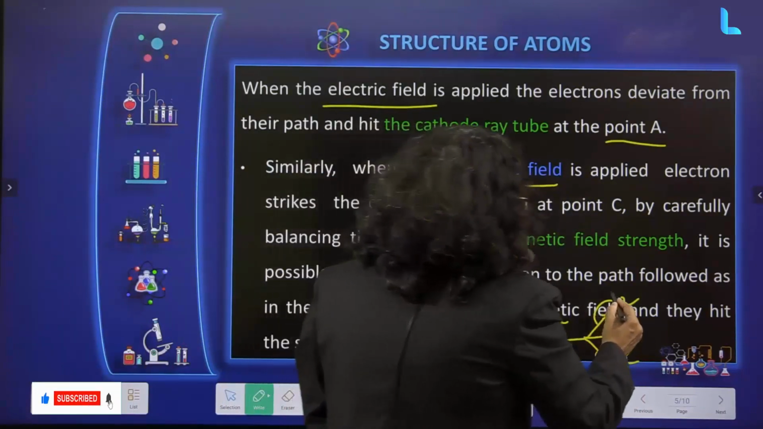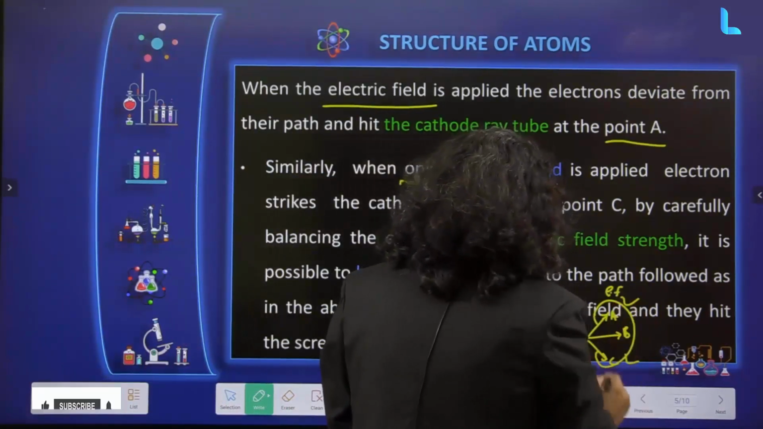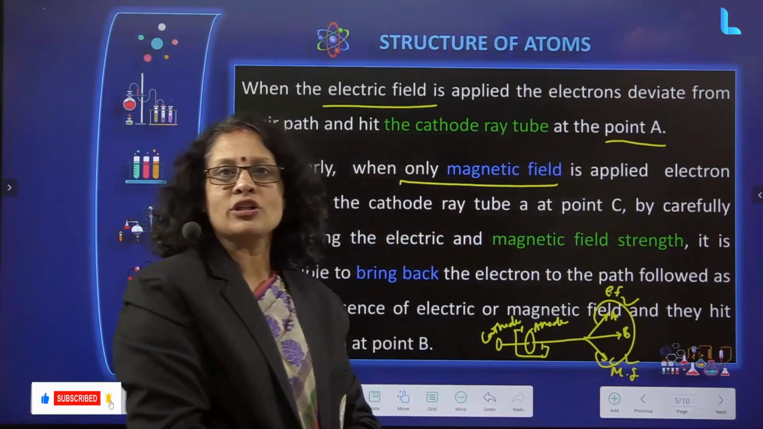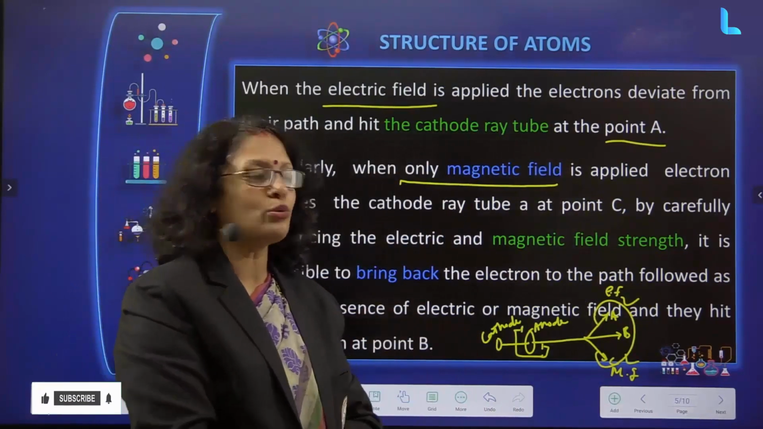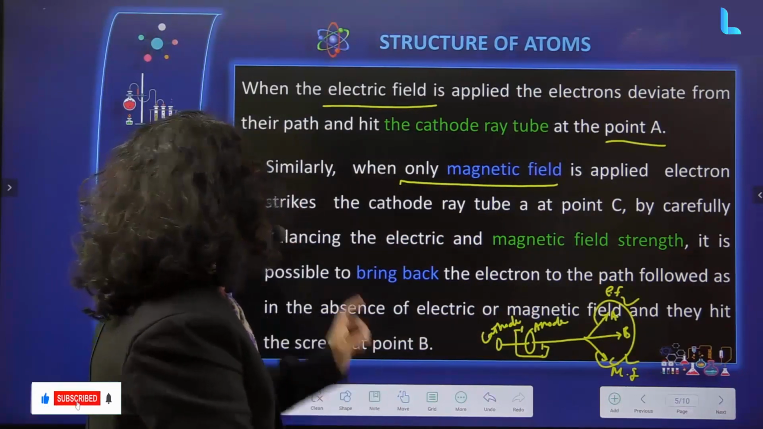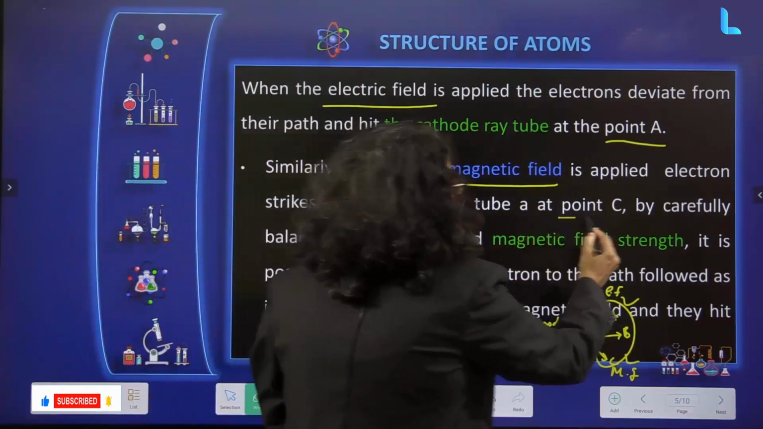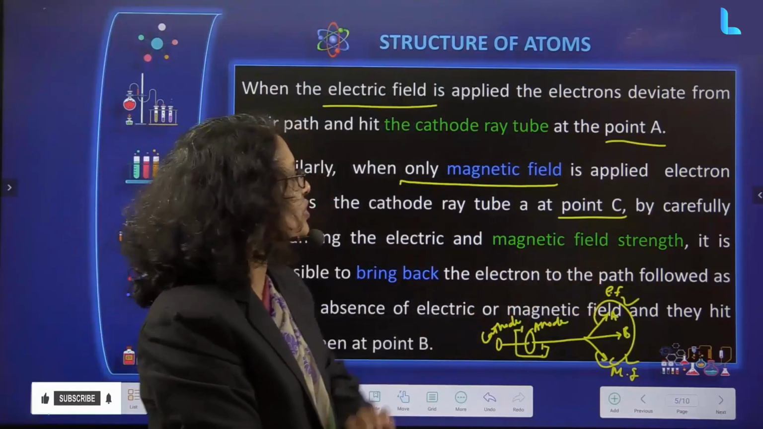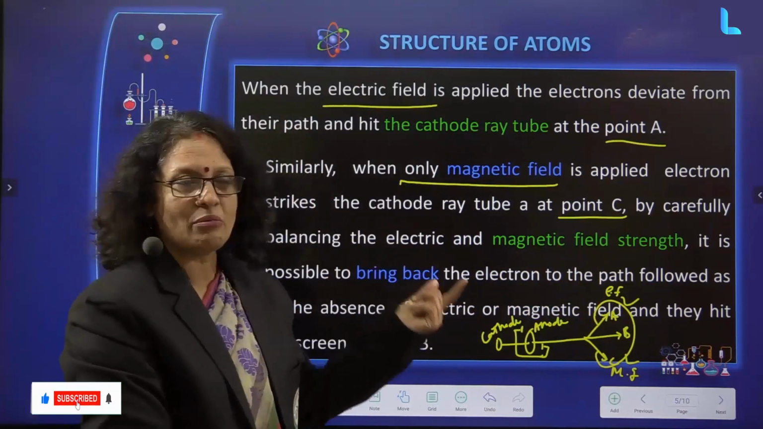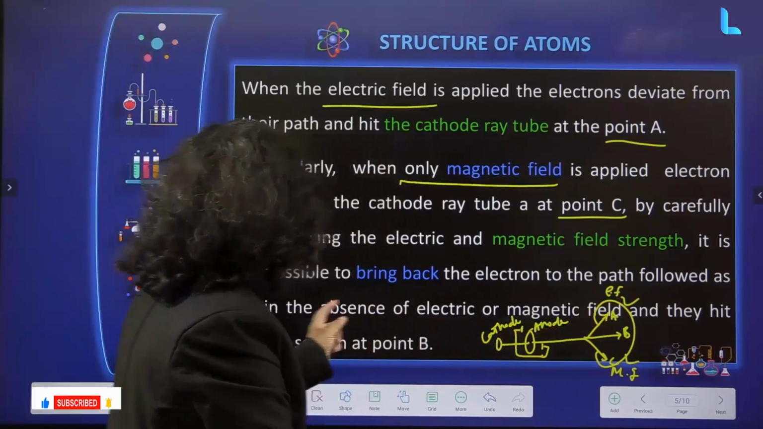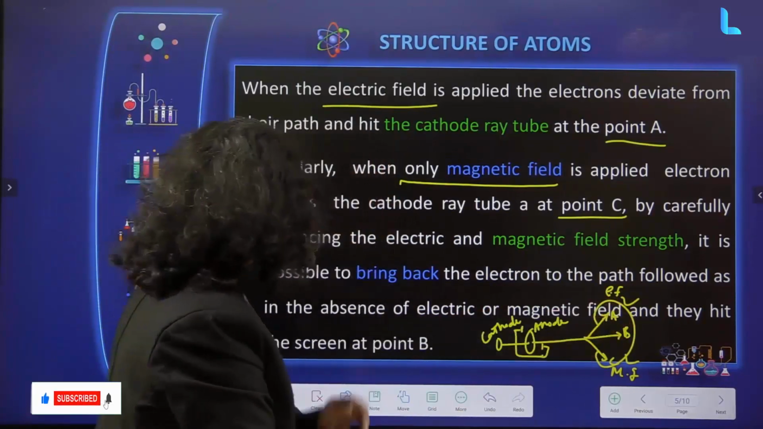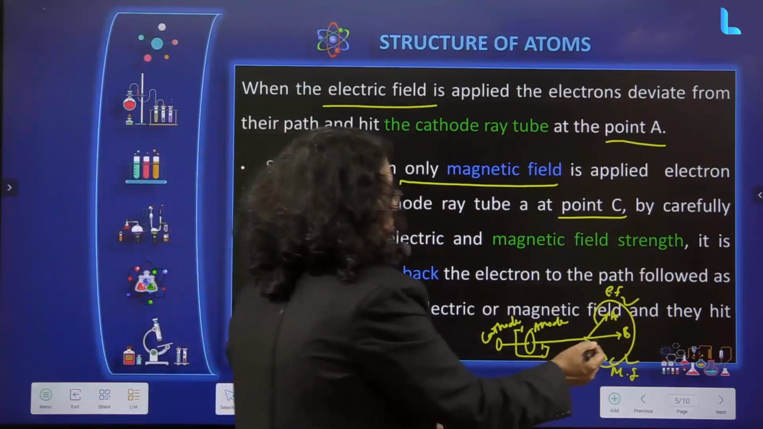Okay, so when only electric field is applied, or when only magnetic field is applied, the electrons are getting hit at the point C. By carefully balancing electric and magnetic field strength, it is possible to bring back the electron to the path followed in the absence of these electric and magnetic fields, where they hit the screen at the point B.